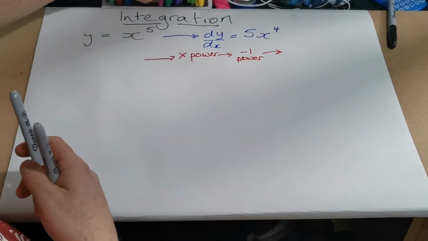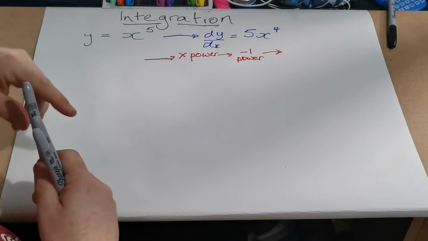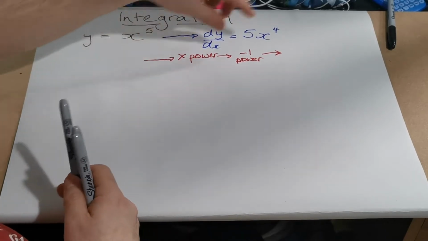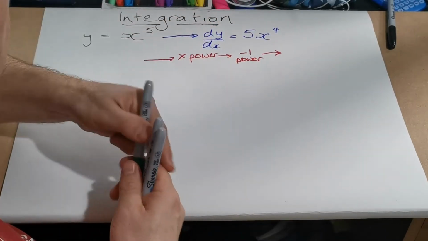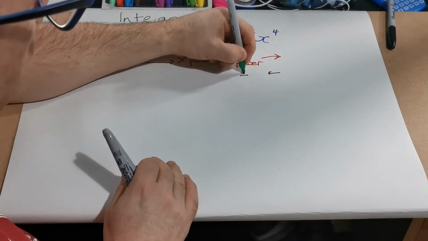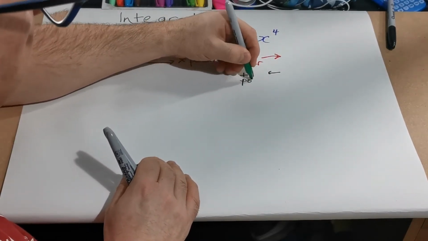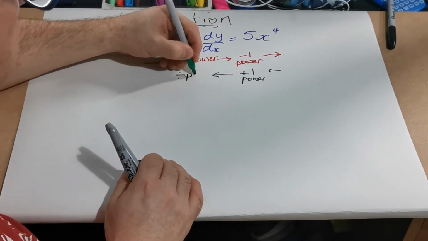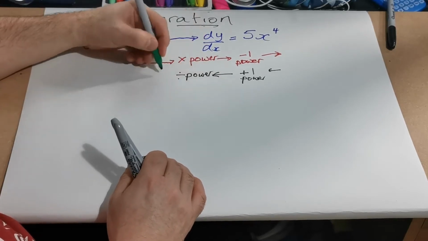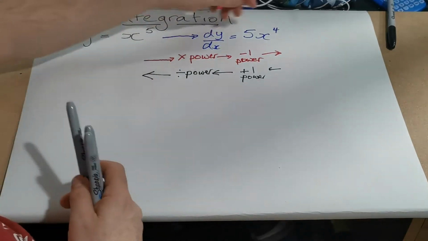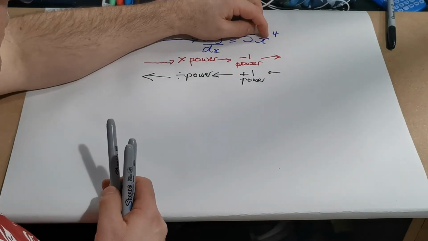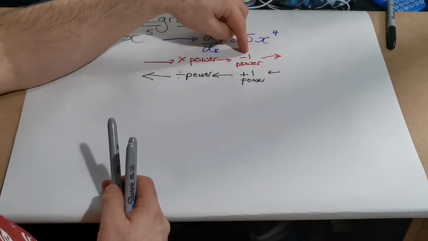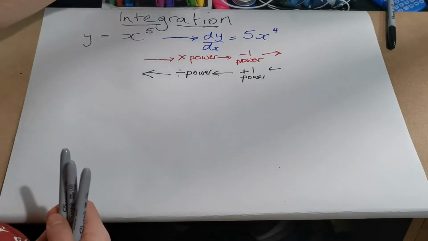Now if I started off with 5x to the 4 and I wanted to get back to here, which is what finding an integral is, like I say, in its basic form, I would do the opposite. So I would add 1 to the power, that's the opposite operation, and then I would divide by the power. And if we look here, adding 1 to x to the 4 gives me x to the 5, and then I have to divide by 5, or 5 divided by 5 is the 1, which gets us back to here.